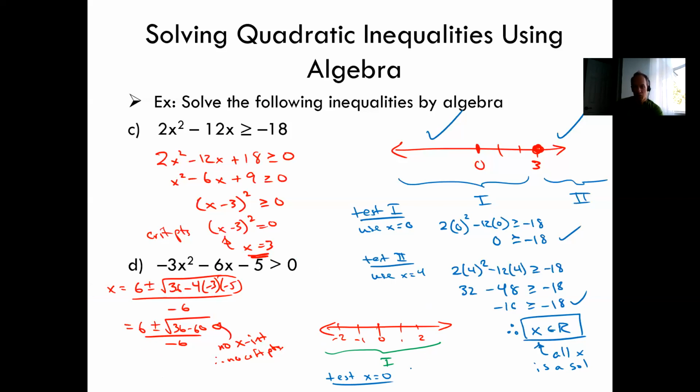So if I actually go negative 3 times 0 squared minus 6 times 0 minus 5, that is negative 5. Is negative 5 greater than 0? No. So everything's a loser. So what's the answer? No solutions. Or if you want to sound really fancy, x is a 0 with a line through it, which is a way of saying no solutions.